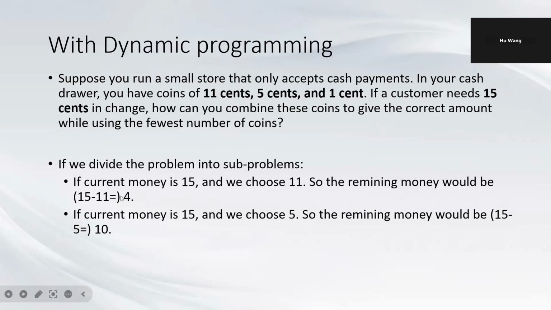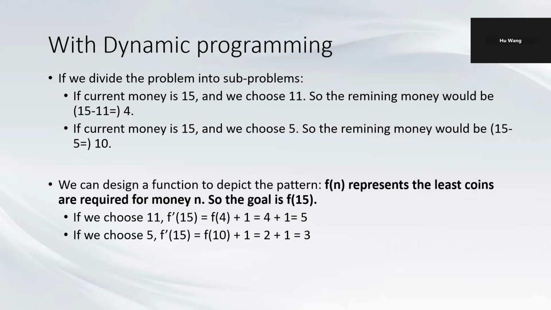Like for 4, we only have 11, 5, and 1. We cannot fit 11 or 5. We can only fit 1, so it needs another 4 coins. But for 10, it's easier. It's two 5-cent coins. We need just 2 coins to solve the problem. Then it transfers into an easier, solved problem that we can solve.